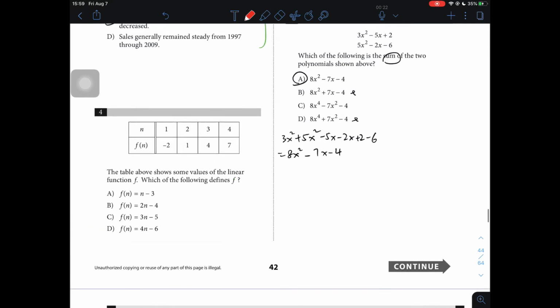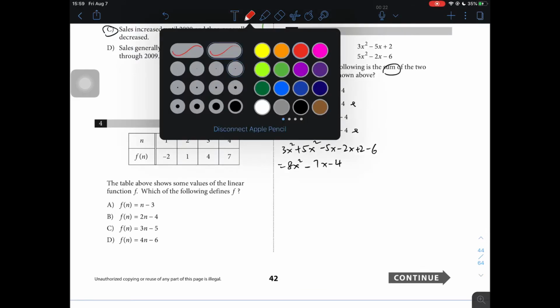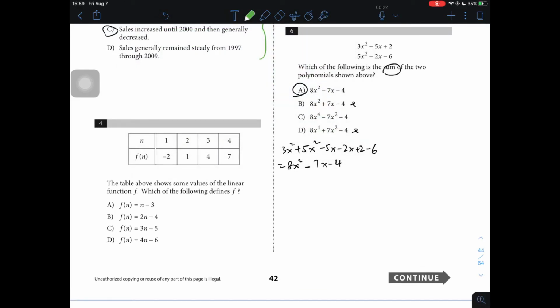Okay, it seems like I skipped a question, so we're going to do this together. So, some values of a linear function. Notice this is linear and defines f, so you can draw a graph. 1, -2 is probably right here. 2, 1. 3, 4 is about this. So it would definitely not be A, because of the graph. I would go with B or C because of the slope, but we'll see about that.